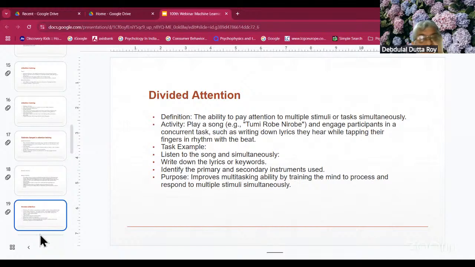Task example: listen to the song and simultaneously write down the lyrics or keywords. Identify the primary and secondary instruments used. Purpose: it improves multitasking ability by training the mind to process and respond to multiple stimuli simultaneously.